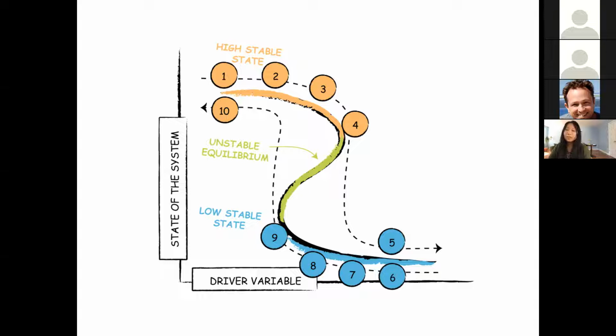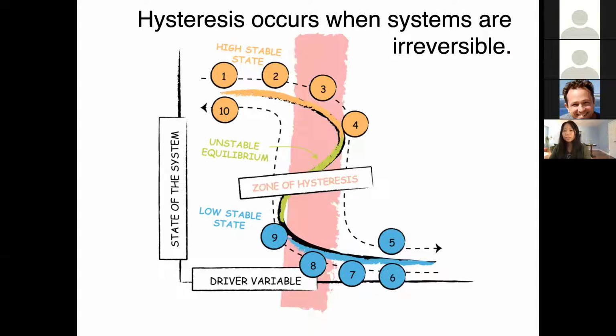And whether you are in a high or low state can depend on your initial conditions. This phenomenon is known formally as hysteresis. So the zone of hysteresis is where the system could be in either of those alternative states. So this pink zone here.